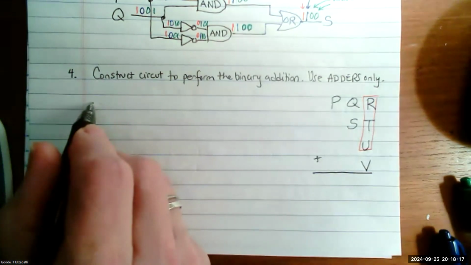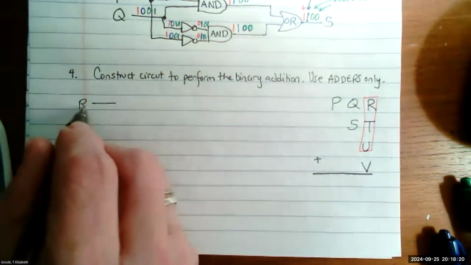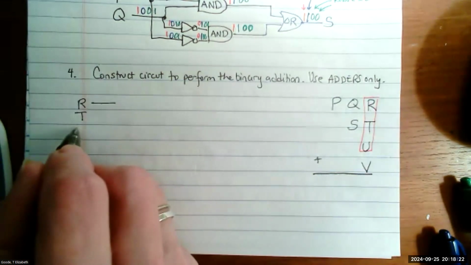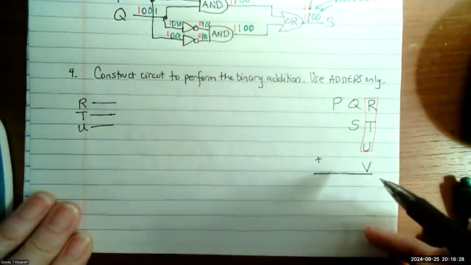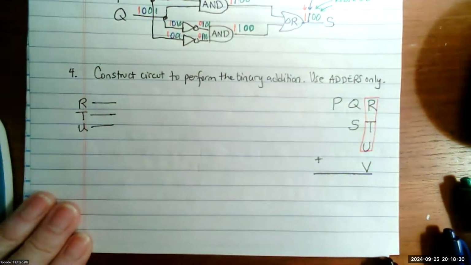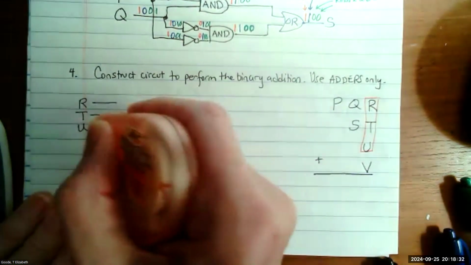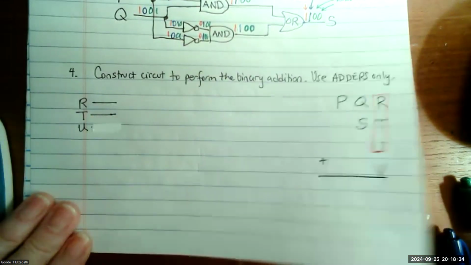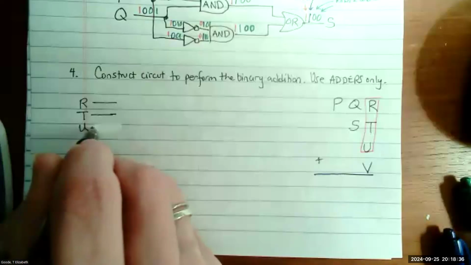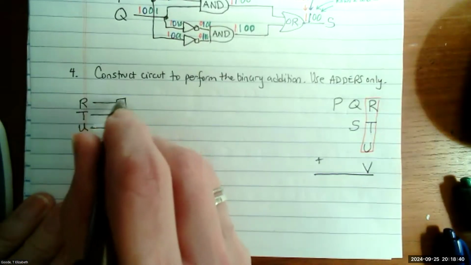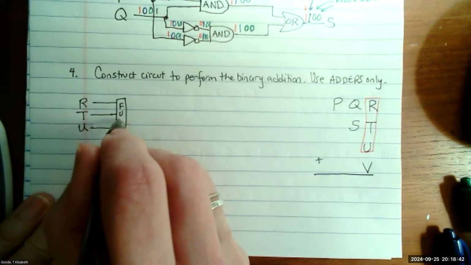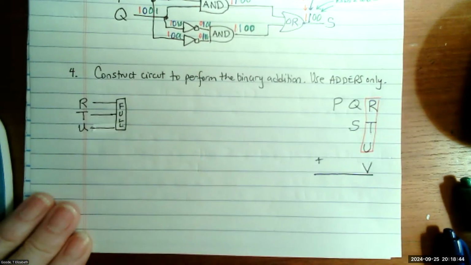So the first thing, right? You see that? So we start from R. We can add 3 digits together. That's the most we can add together at one time. It's 3 digits. Do you remember which adder adds 3 digits together? Yep. So we run them through a full adder, okay?